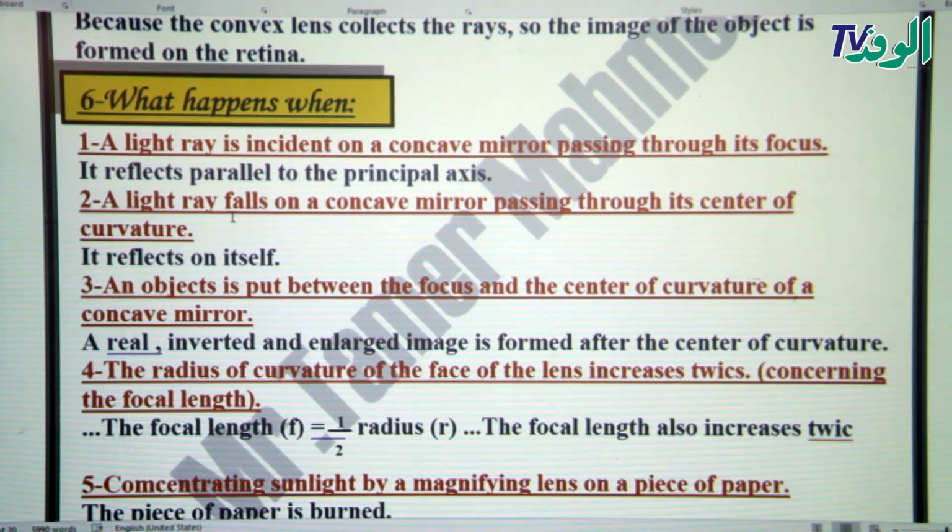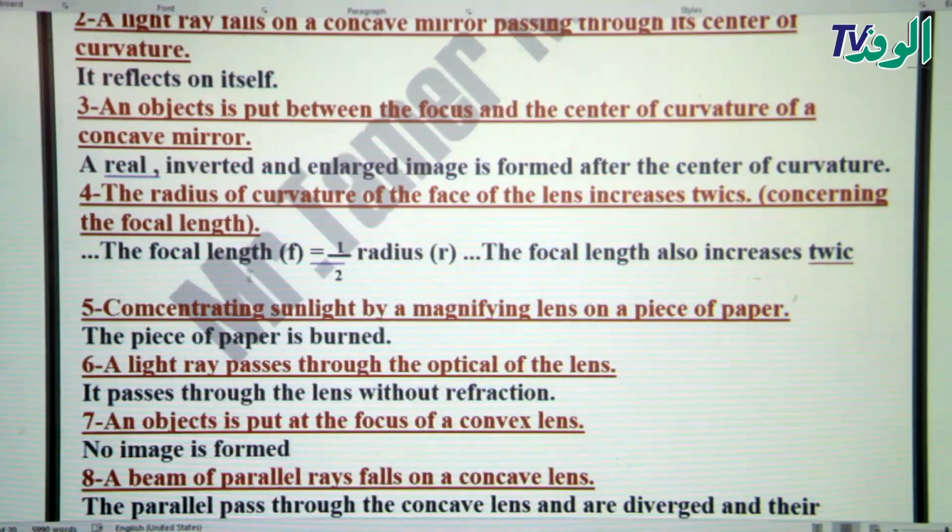Number two, a light ray falls on a concave mirror passing through the center of curvature. It reflects on itself, as the angle of incidence equals the angle of reflection equals 0. Number three, an object is put between the focus and the center of curvature of a concave mirror. What will happen? A real, inverted, and enlarged image is formed after the center of curvature.